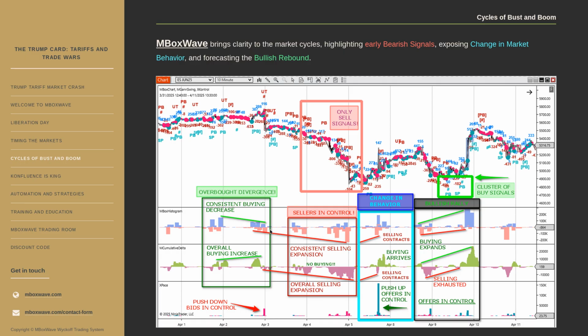Why? We have the consistent selling expansion. We see that the MBox histogram selling is expanding in this line, and we have overall selling expansion. Again, this adds up. This checks and this checks. Not like here, where this checks but this doesn't check. So we need things to line up, and both the MBox histogram and MQ and delta line up and show overall expansion of selling.